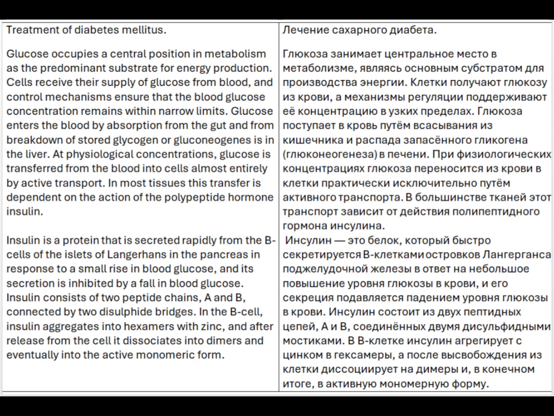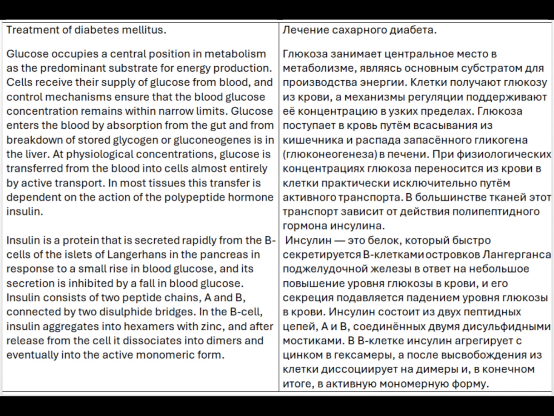At physiological concentrations, glucose is transferred from the blood into cells almost entirely by active transport. In most tissues, this transfer is dependent on the action of the polypeptide hormone insulin. Insulin is a protein that is secreted rapidly from the B cells of the islets of Langerhans in the pancreas in response to a small rise in blood glucose, and its secretion is inhibited by a fall in blood glucose.